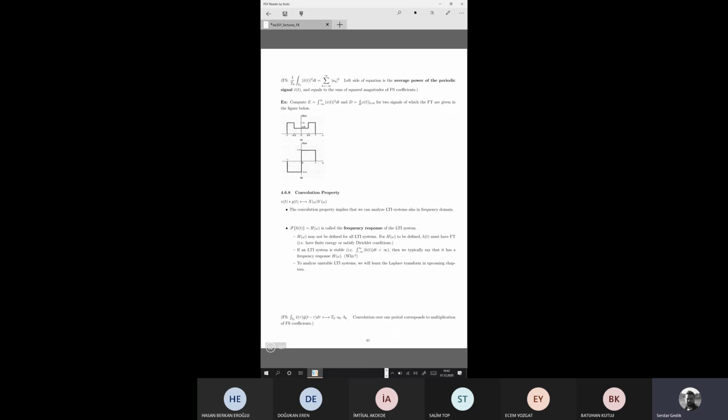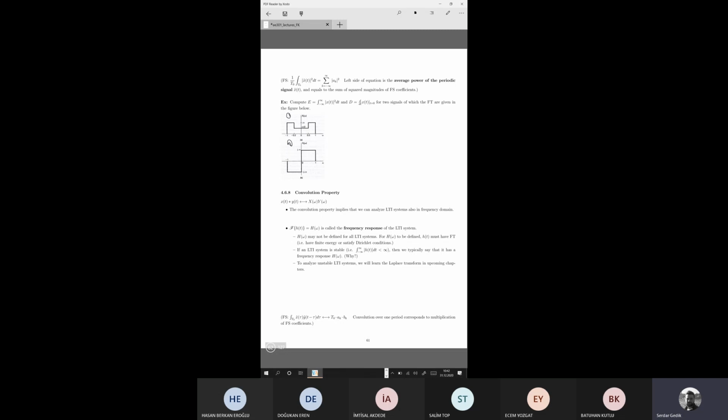Well, the next example asks me to compute some values. There are two signals: this is the first signal, and the second signal. I'm asked to calculate this E and D for those signals. What is E? E is the integral from minus infinity to plus infinity of the norm of x of t squared, and D is the derivative of the signal evaluated at t equals 0.